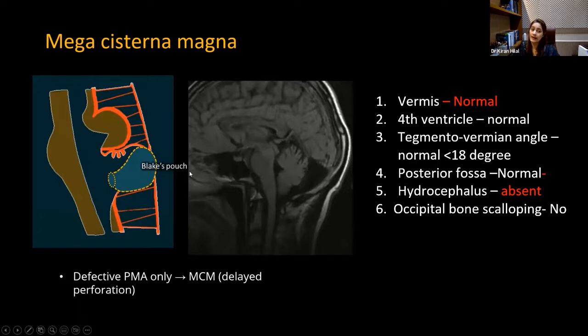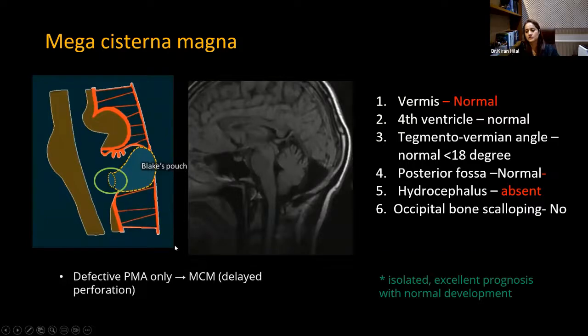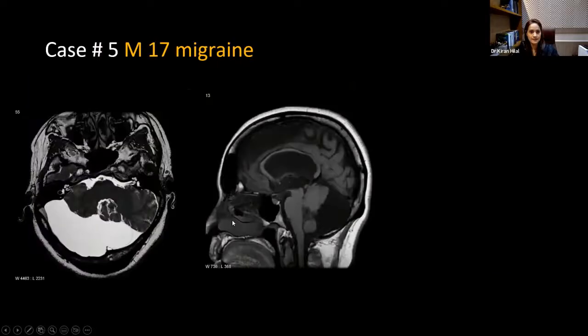And why does it happen? Again, remember our embryology slide, whenever there is a defect or delay in the perforation of the neck of this Blake pouch, we have the formation of the megacisterna magna, absolutely an incidental finding in most of the cases. This is the area I'm talking about. They usually have an excellent prognosis and it has no clinical significance.